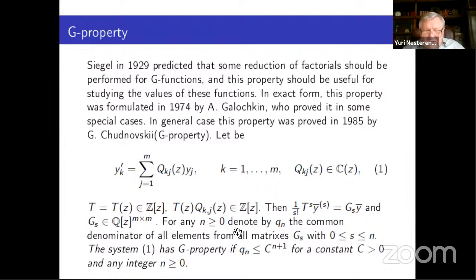and the condition is on the common denominators of all elements from all matrices. So we say that this system of differential equations has the G property if this common denominator has geometrical growth for some constant. So we have factorial in the denominator. Nevertheless, the denominators for coefficients have geometrical growth.